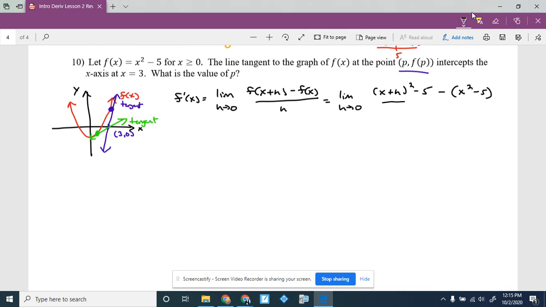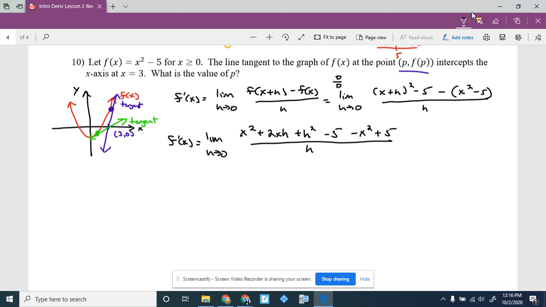I didn't do the colors this time. Hopefully you don't need them anymore. So now what would I do? I'd simplify all this, because if I go ahead and plug 0 in for h now, I'm going to get this, so I have to clean this up. So now I get the limit as h goes to 0, multiply this out: x squared plus 2xh plus h squared minus 5, then distribute the negative, minus x squared plus 5, all over h.